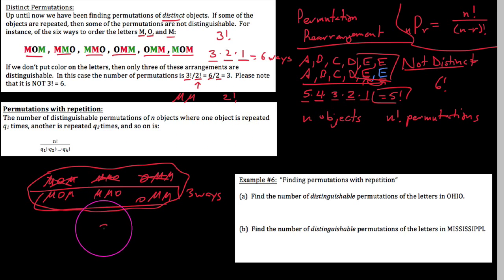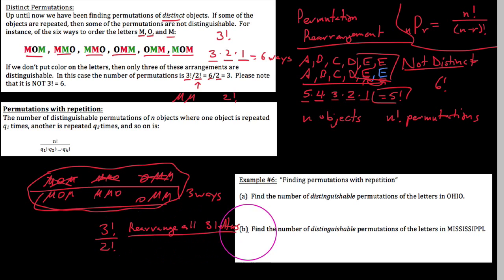So when we took 3 factorial, what we're saying is we rearrange all 3 letters, and then we divide out repeaters. Since I had 2 M's, I divided by 2 factorial. In general, what we say is this: the number of distinguishable permutations, the ones I can tell apart, of n objects, where one object is repeated Q1 times, another one is repeated Q2 times, and so on and so forth.